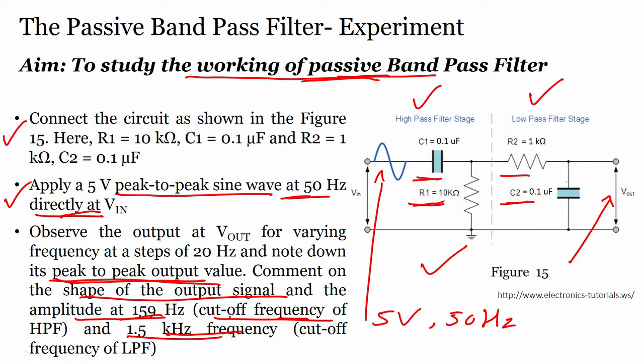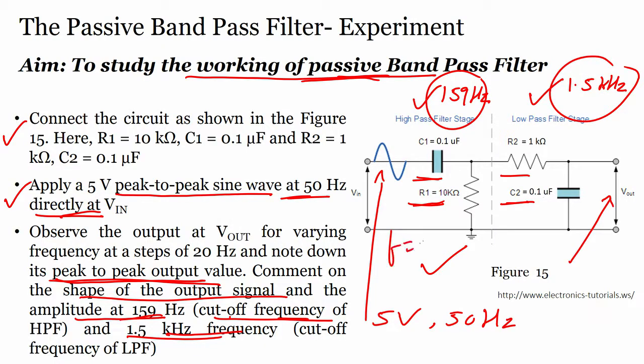So, here we have designed the low pass filter with a cutoff frequency of 1.5 kilohertz, and here we have designed the high pass filter at 159 hertz cutoff frequency. Okay. So, how did we get this value? It is again very simple. I have told you earlier, f equals 1 upon 2 pi R C, right. Put the values in the formula, you will get this value.